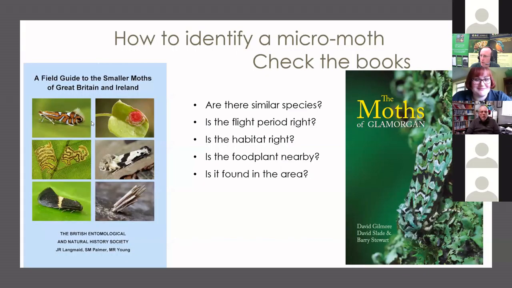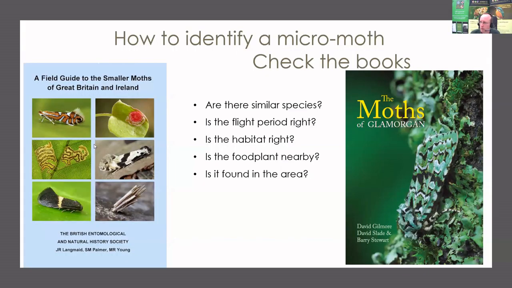Yeah, this book here, the Field Guide to Smaller Moths of Great Britain and Ireland, is the comprehensive guide to your micro moth food plants. It's got an index, so it's got a food plant index as well as a moth species index. If you know what your plant is, it will give you all of the key codes for all of the species that feed on that food plant, and from there you can just rattle through them until you know which one it is.